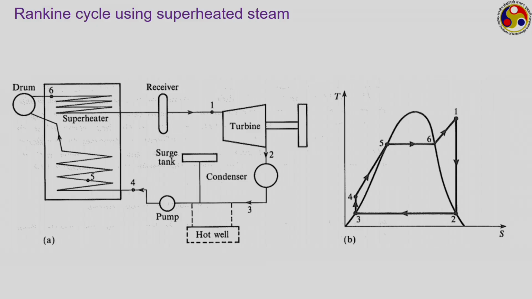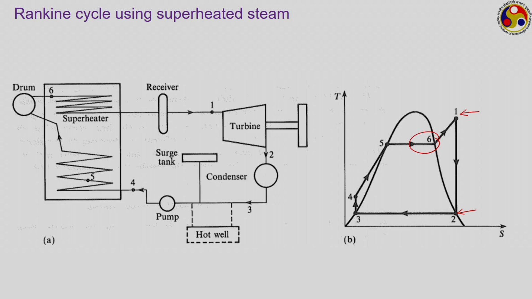Just look at the diagram. Here the heating in the boiler has not stopped at point 6, rather we have extended this to point number 1, which is on the superheated side. And then once we expand this, at the end of expansion, either as shown in the diagram, we can go to the saturated vapor state, or even if we are entering the mixture, we can maintain a very high quality mixture, so that we do not have to bother too much about the erosion related problem.